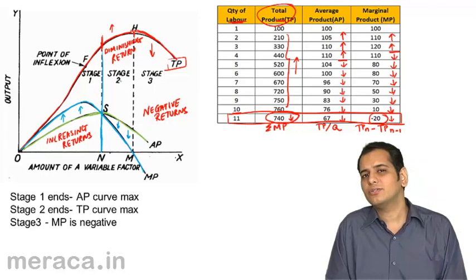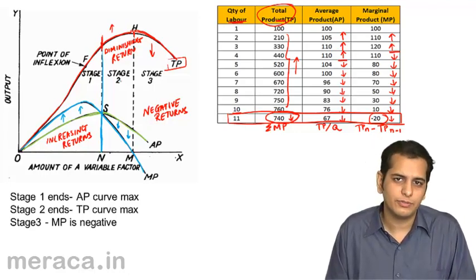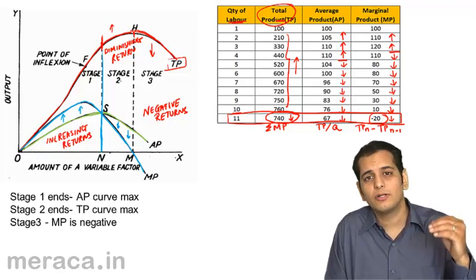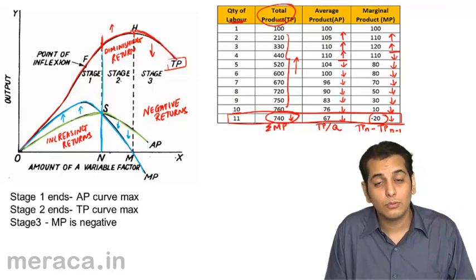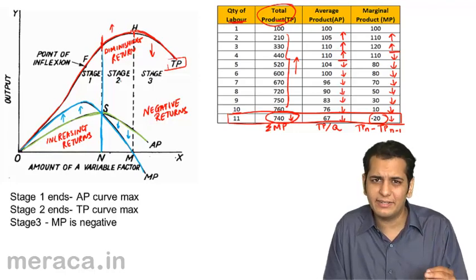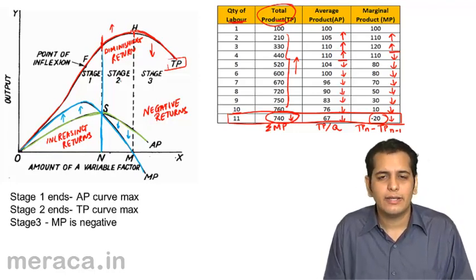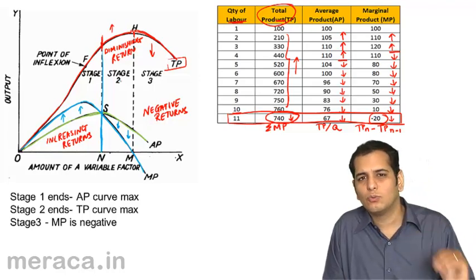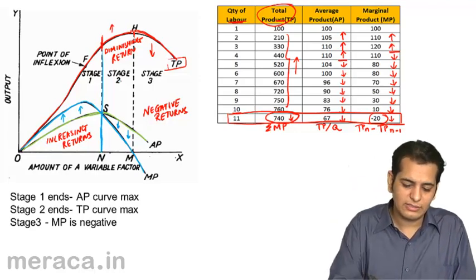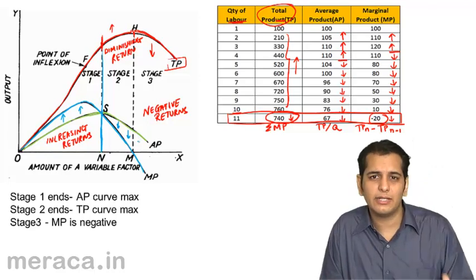Now, diminishing returns does not here mean that we get falling returns or negative returns, that the total product goes down, that the total product starts to fall. No, the total product increases, however, it does not increase at the rate it was increasing in the first stage. It will now increase at a slower pace, at a slower rate. And why is that? Because the average product has now started to fall. It has started to decline.